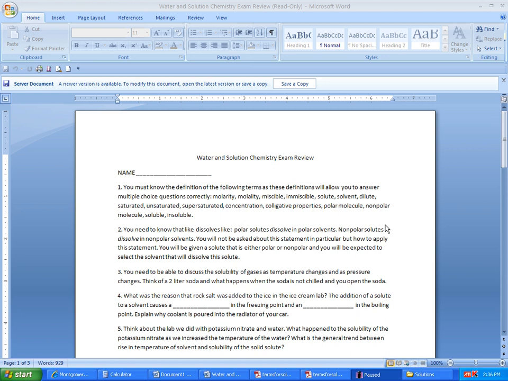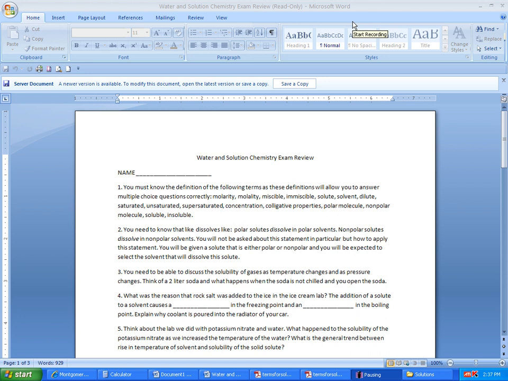Nonpolar solutes dissolve in nonpolar solvents. Something is nonpolar if it does not have an obvious positive or negative end, so oil is nonpolar. So that is why oil will not dissolve in water. Oil and gasoline would both be nonpolar, so they could mix together well. Okay? So you've got to know if something is polar or nonpolar. It's that simple.